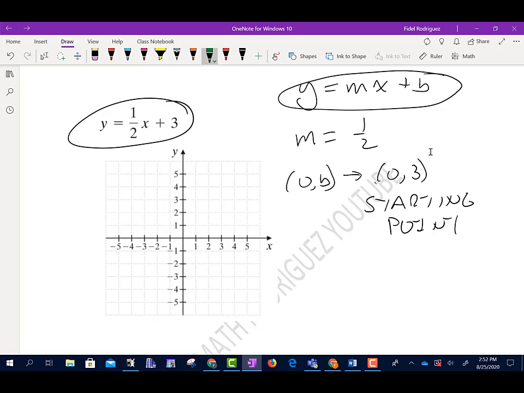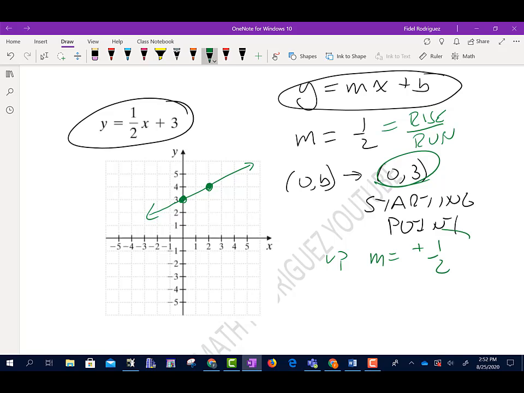So let's go to the point 0, 3, which is right there. Since my slope is 1/2, I'm going to go up 1 and over 2. And there's my line. Remember? Line's going up. M was a positive 1/2. So I'm feeling pretty good about this, right?